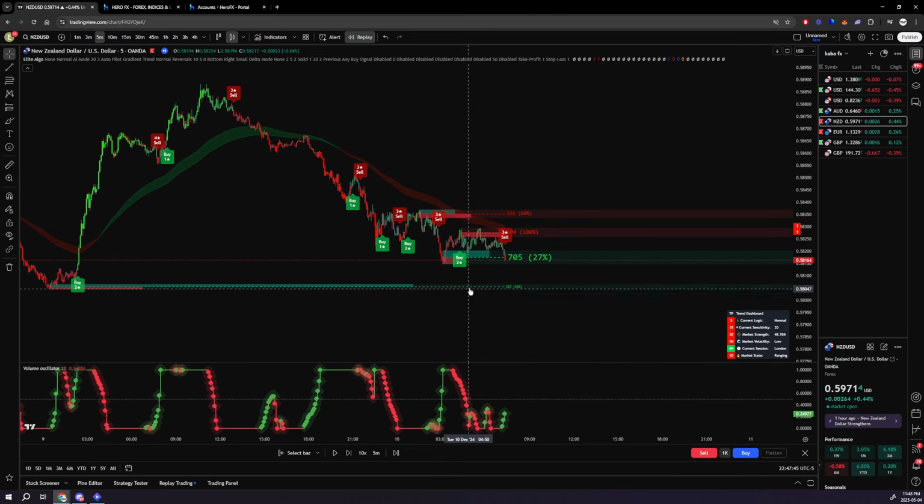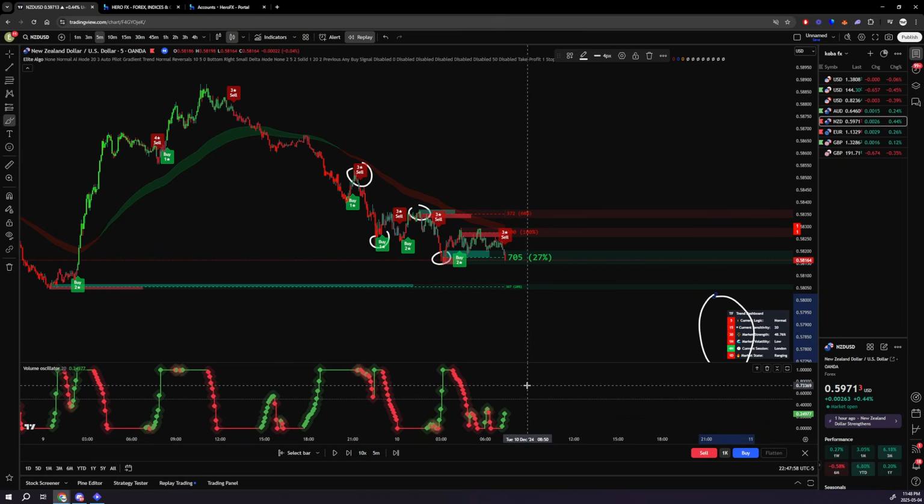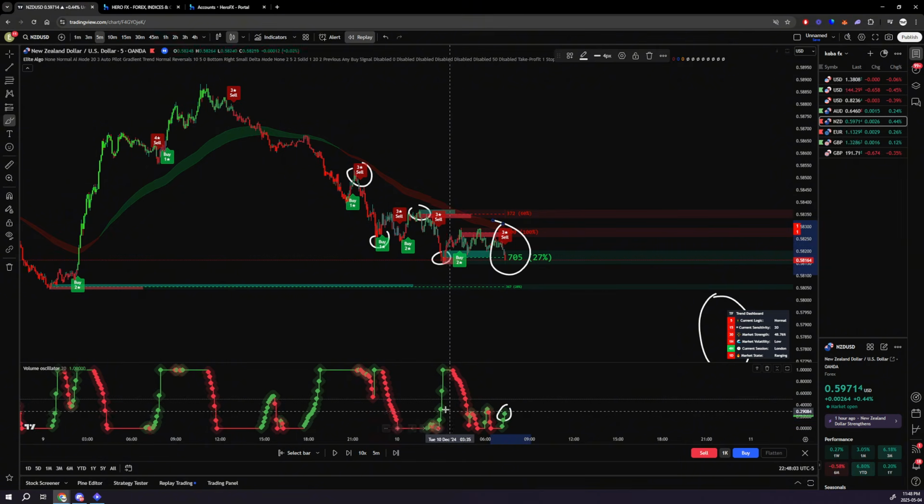Here's another example of another trade that we could have taken. As we can see over here, guys, we're in a downtrend. We have a red echo cloud. The lows are getting lower, the highs are getting lower. As you can see, we have majority red on our dashboard. We have good volume on our oscillator, and we got the sell signal.